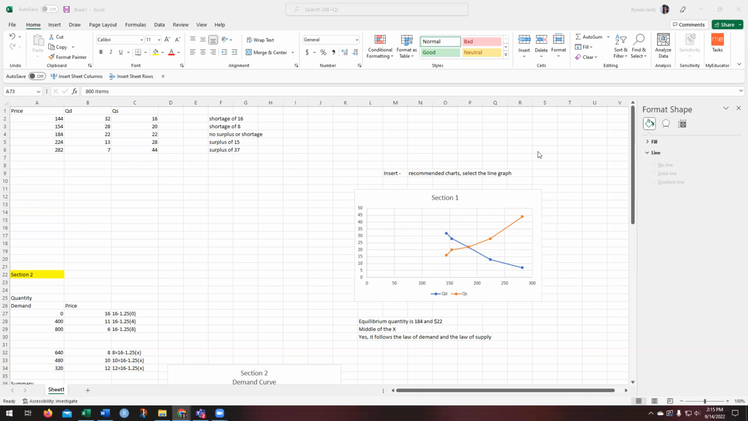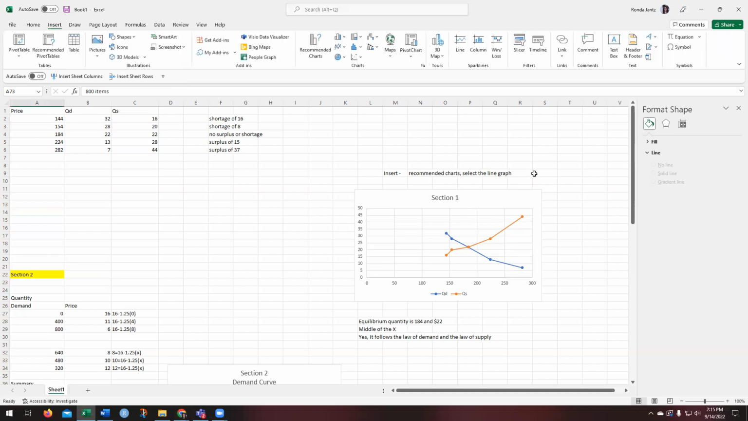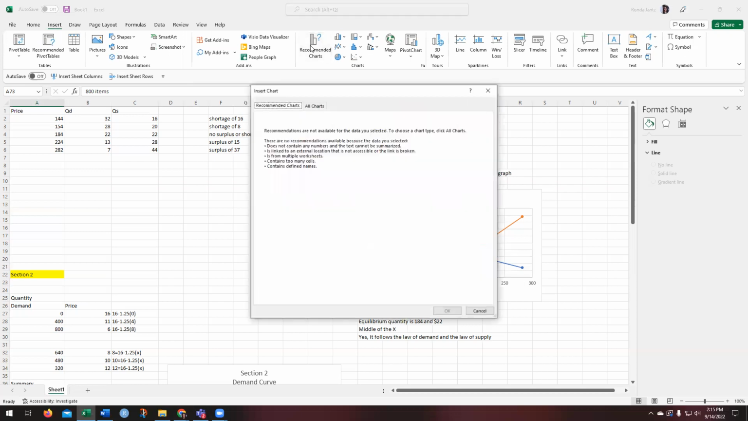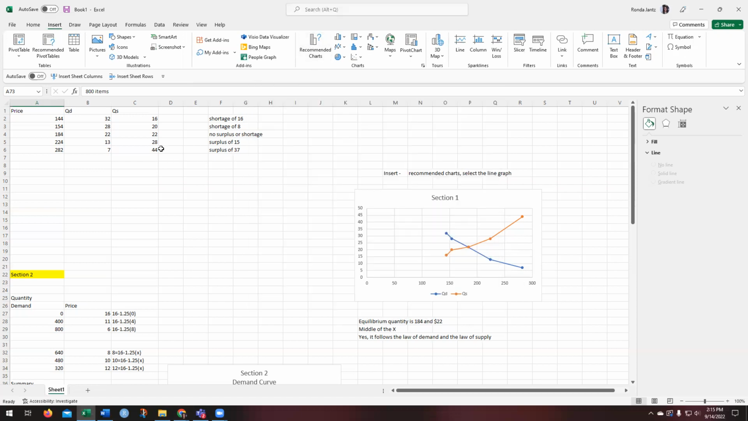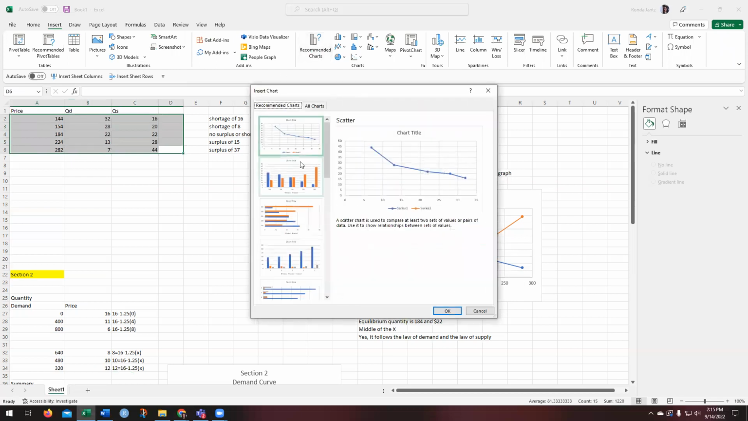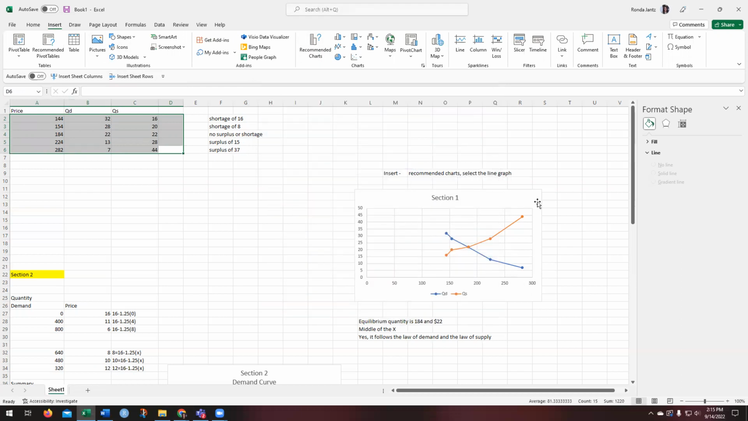So the second part, after you have entered in the data and done the shortages and surpluses, it asks for a graph. You're going to create a graph by clicking insert. I put that right here, so you know, recommended charts, which is here. Oops, I'm sorry, you have to select the data first. Okay, recommended charts, and then you're going to select this line graph. And this will be what comes up.